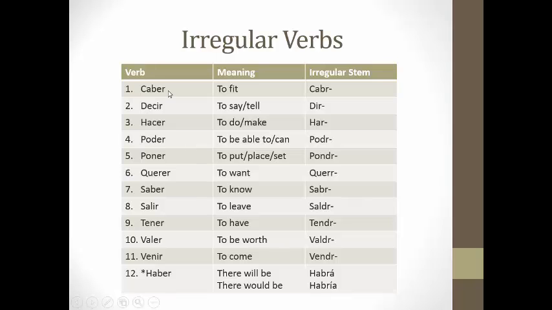So for the rest of these verbs, you take the irregular stem and add their endings. For caber, if you were putting it in the conditional tense, its conjugation would be cabría, cabrías, cabría, cabríamos, cabrían. So you just take the irregular stem and put it with the endings.